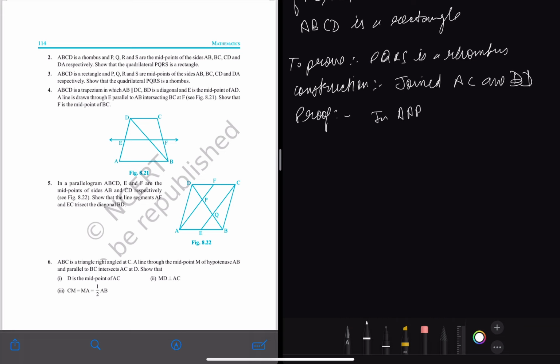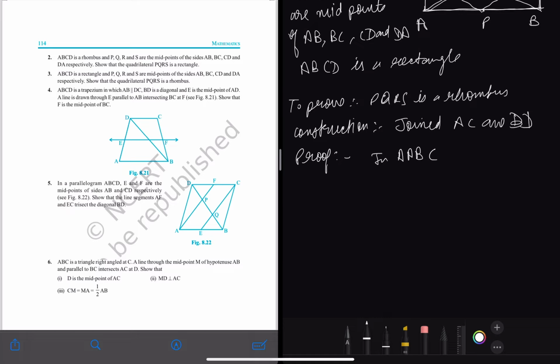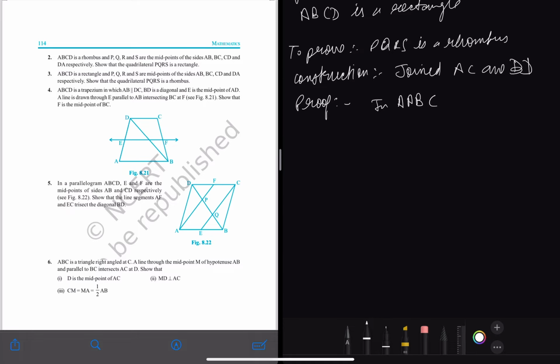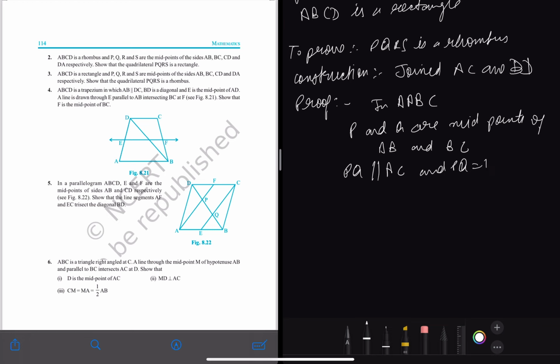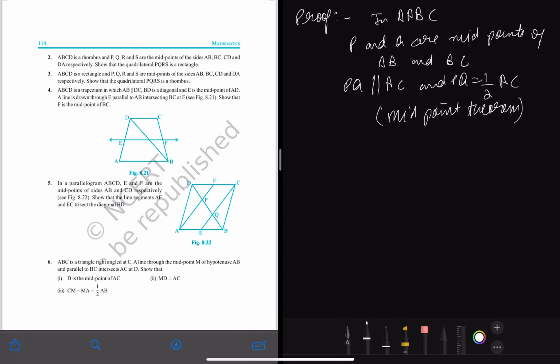In triangle ABC, which one is ABC? This is your ABC. P and Q are the midpoints of AB and BC. So PQ is parallel to AC and PQ is 1/2 of AC. Why? Midpoint theorem. Because this is a midpoint and this is a midpoint, PQ must be parallel to AC and PQ must be 1/2 of AC.